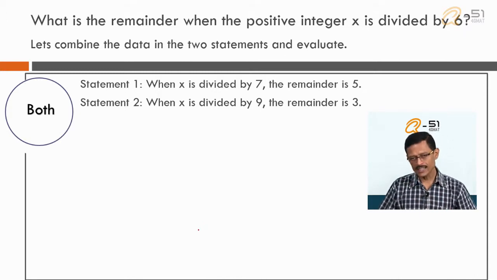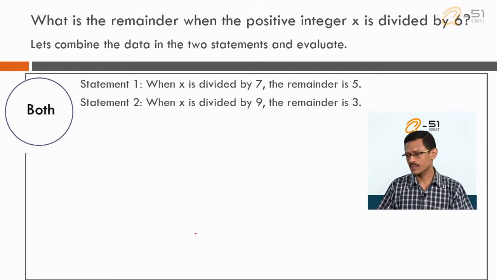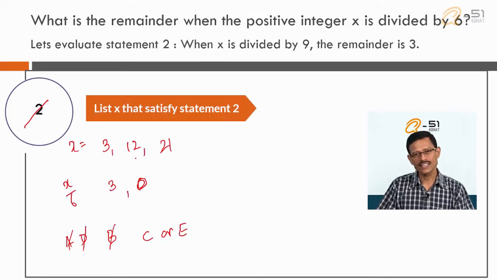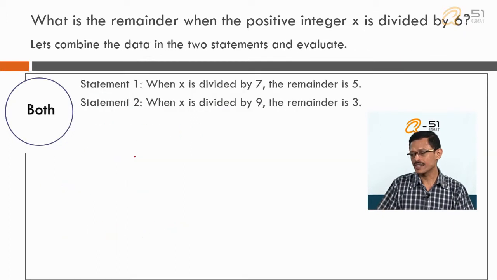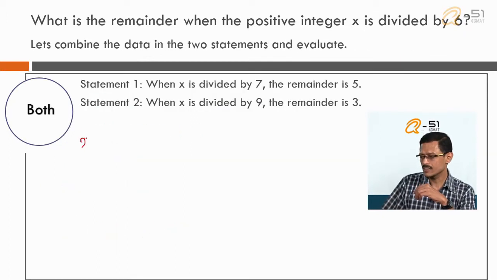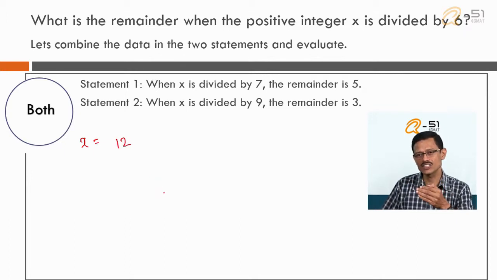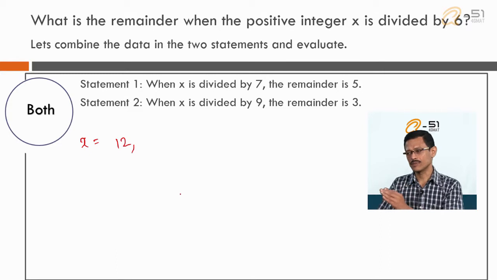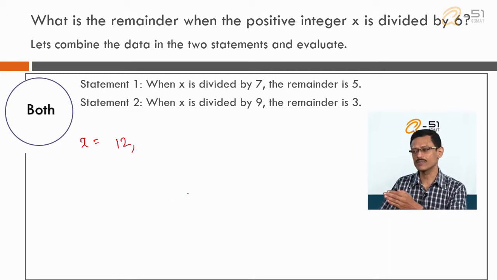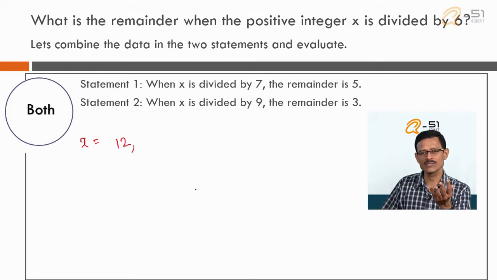Then from there we can quickly list down what next values will satisfy this condition. If you recollect what we did with the previous two statements, 12 satisfied the condition for statement 2. 12 also satisfied the condition for statement 1. So, 12 is the first number that x can take that will satisfy both conditions: when divided by 7 it leaves a remainder of 5 and when divided by 9 it leaves a remainder of 3. If you look at the first sequence, it goes in increments of 7. 12 plus 7 is 19. 19 when divided by 7 leaves a remainder of 5.